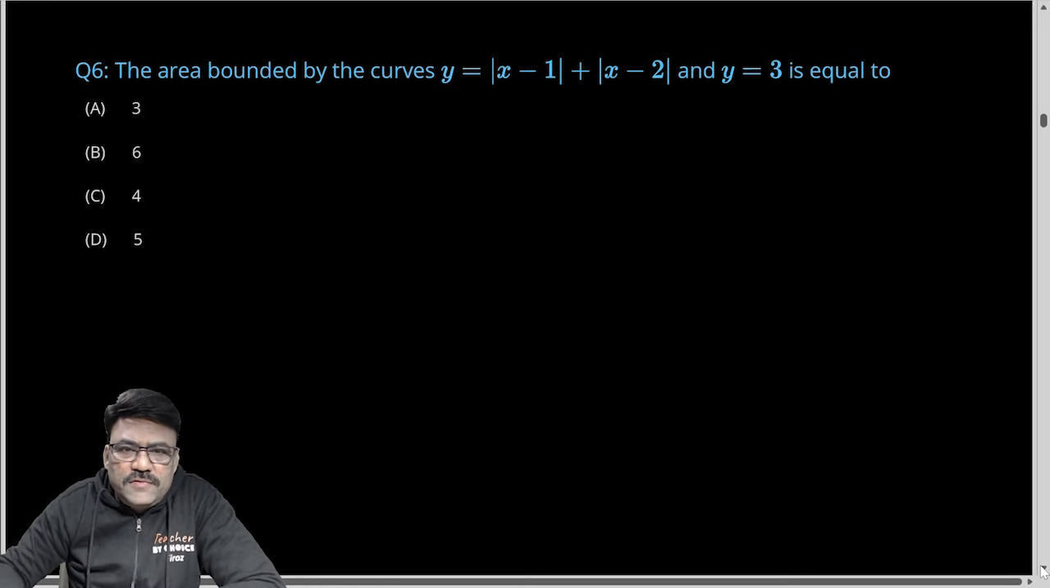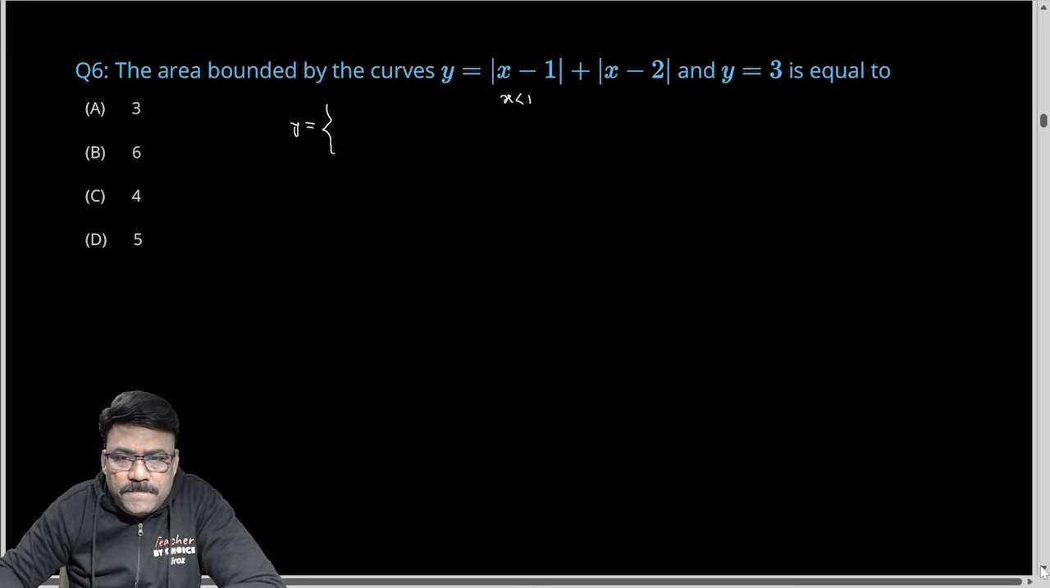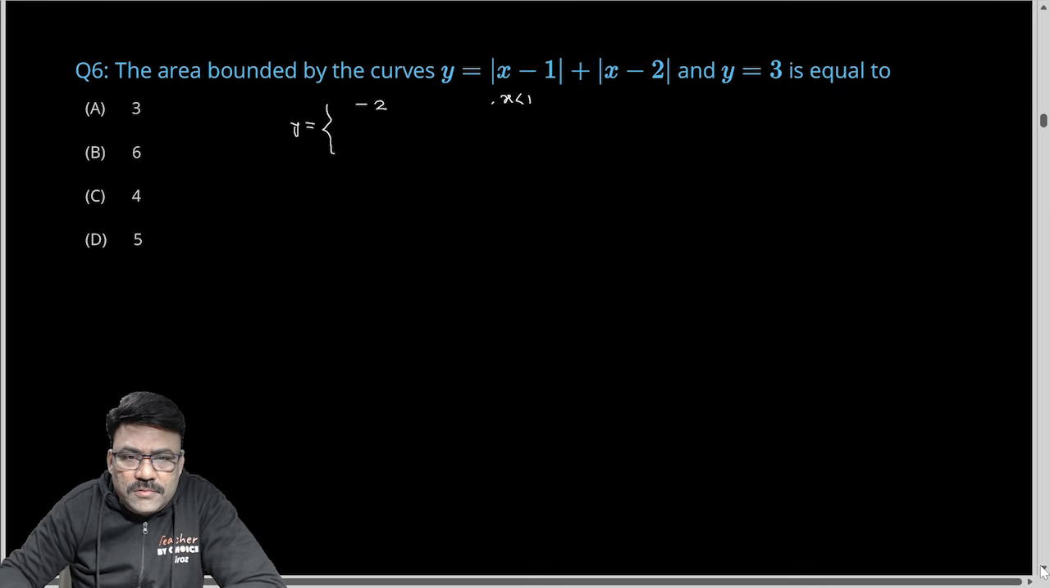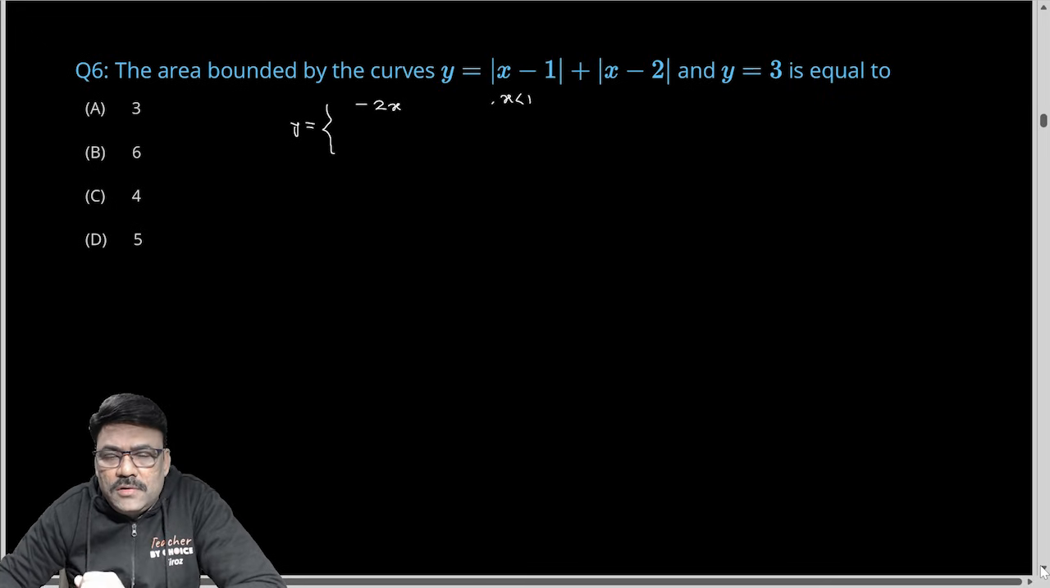See, this curve can be written as, if x is less than 1, then x minus 1 and x minus 2 both are negative. So you will get minus x minus 2x, and then 1 plus 2, 3. So when x is less than 1, it is minus 2x plus 3. Both are negative, so hence it will be minus x plus 1 and then minus x plus 2.